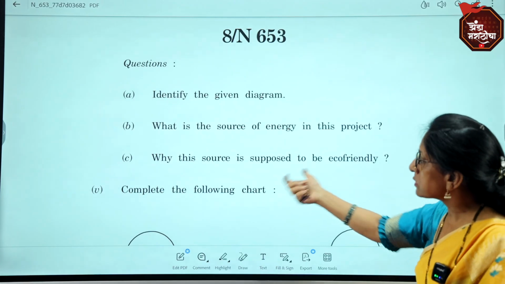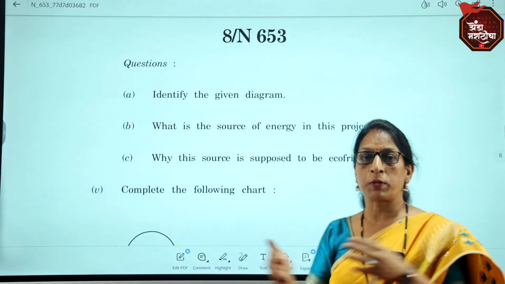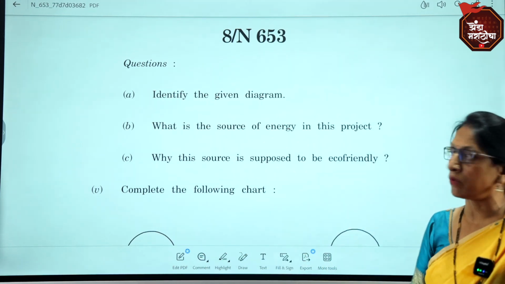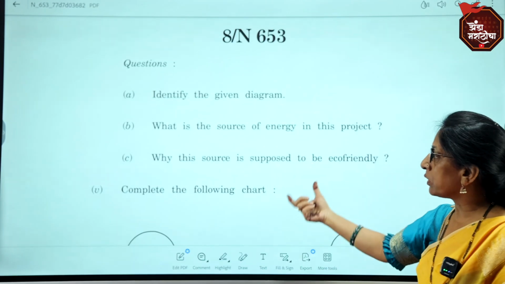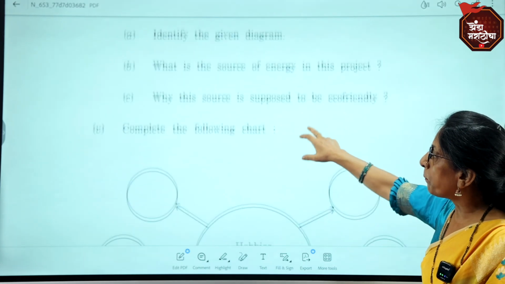Why this source is supposed to be eco-friendly. When you write, don't explain too much. You have to write why it is eco-friendly: because it doesn't give any pollution, it doesn't release pollutants. So your answer should be precise, to the point, and scientific. Then complete the following chart.